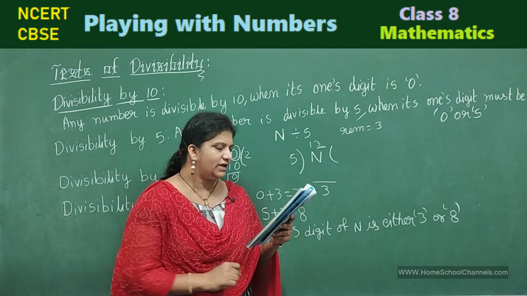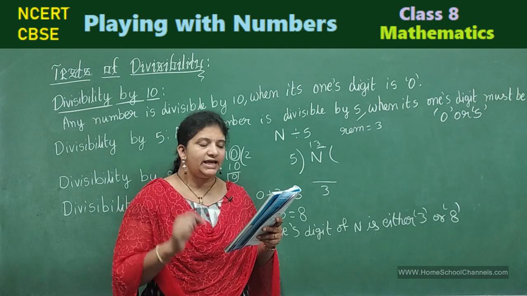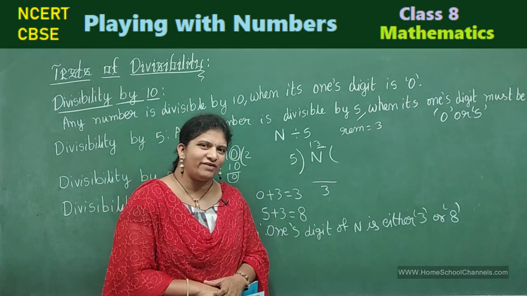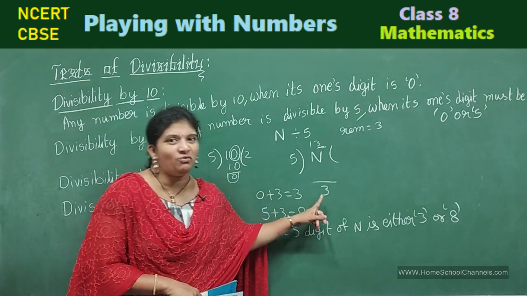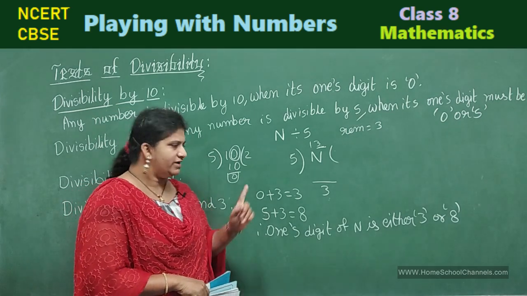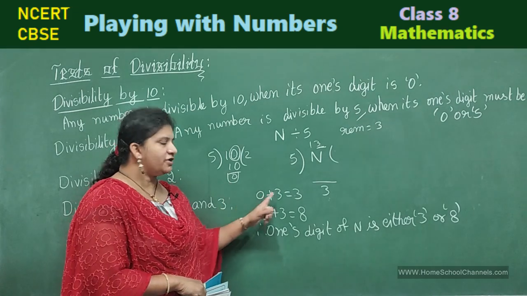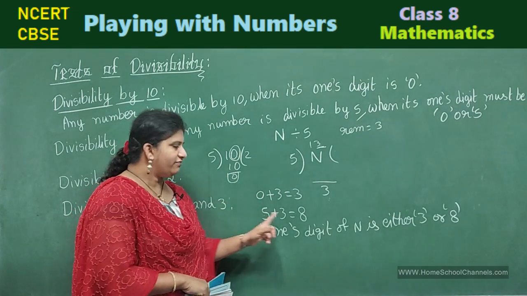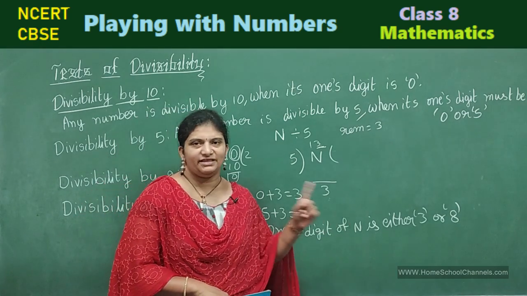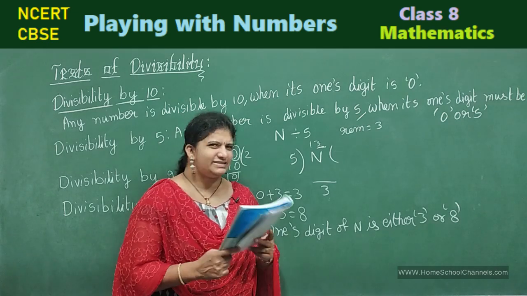Similarly, let us see the second one here. If n divided by 5 leaves a remainder 1, what might be the ones digit of n? Observe here, remainder 1. We know if it is divisible by 5, the ones digit is 0 or 5. For these two, add 1: 0 plus 1 is 1, and 5 plus 1 is 6. The ones digit of n is either 1 or 6. Is this clear?